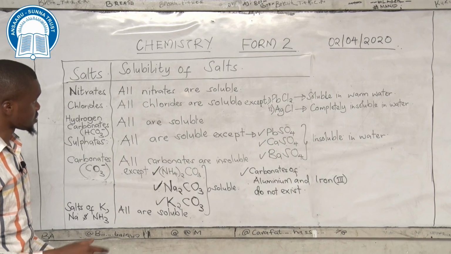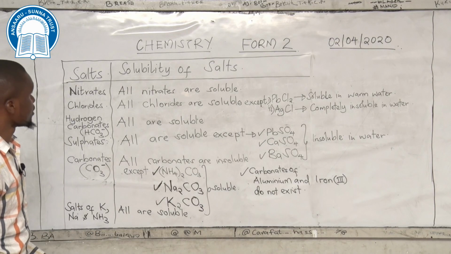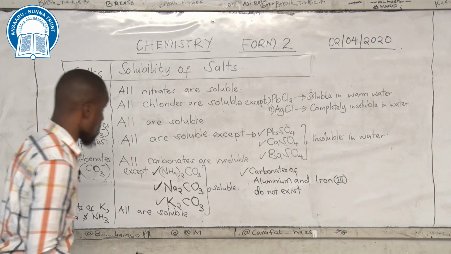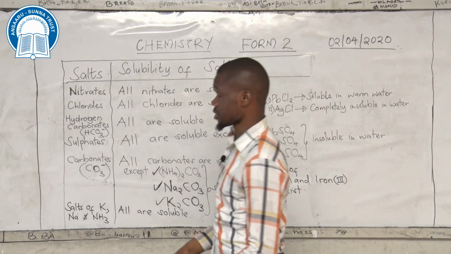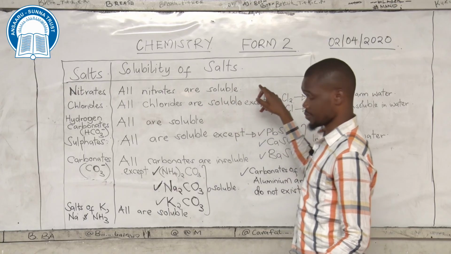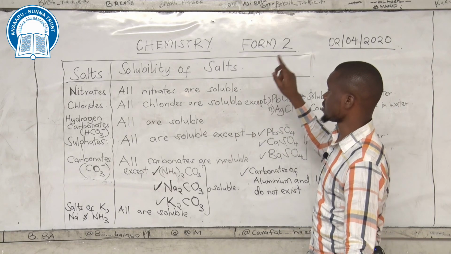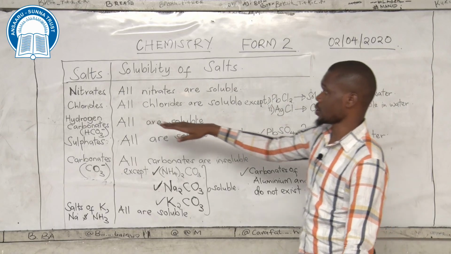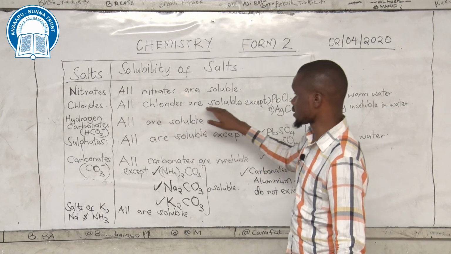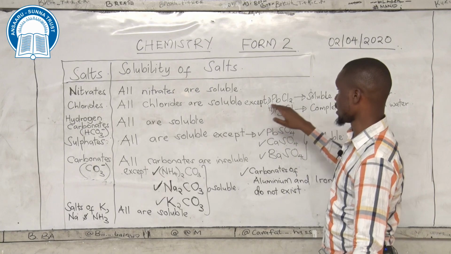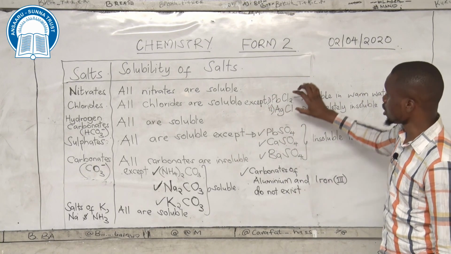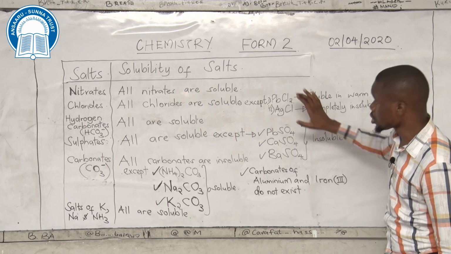So as a student, as a learner, we are saying for us to prepare salts, we must know the solubility of salts, and we are saying all nitrates are soluble. There's not even one that is not soluble. All of them are soluble. For chlorides, we are saying all chlorides are soluble, except lead chloride and silver chloride. So chlorides are soluble, but these two are insoluble.